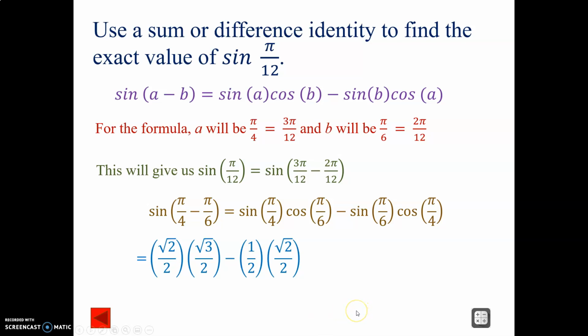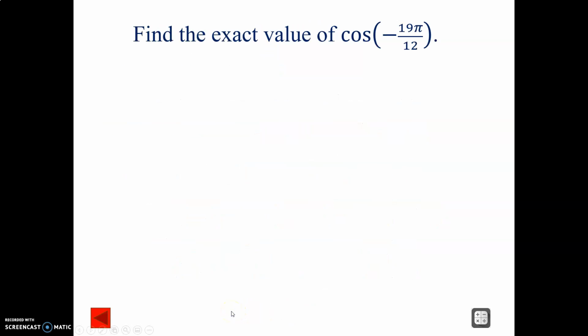So all I got to do is now simplify. Radical 2 times radical 3, radical 6. 1 times radical 2 is our radical 2. So there's our answer. Again, the denominator is the same. Final answer, radical 6 minus radical 2, all over 4. Look at another situation.